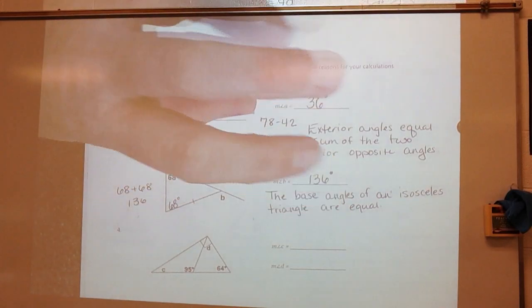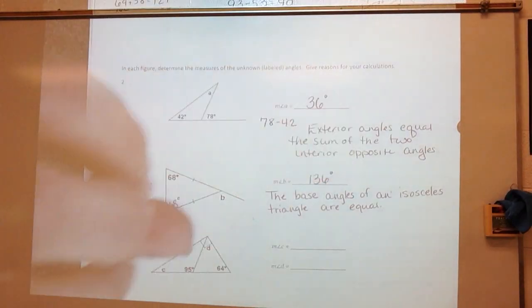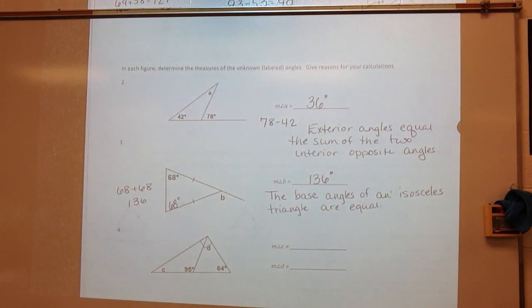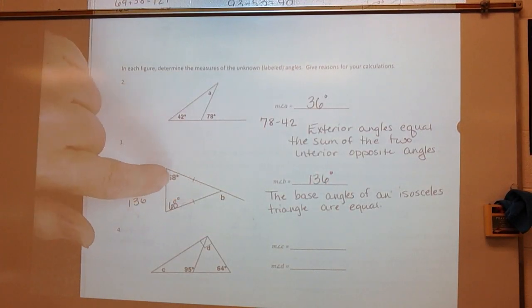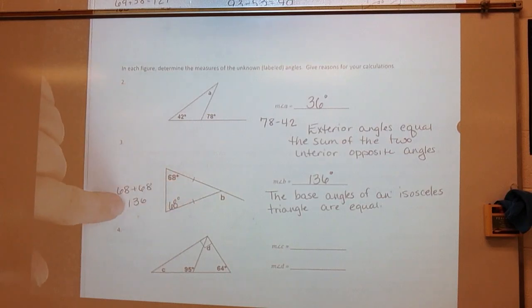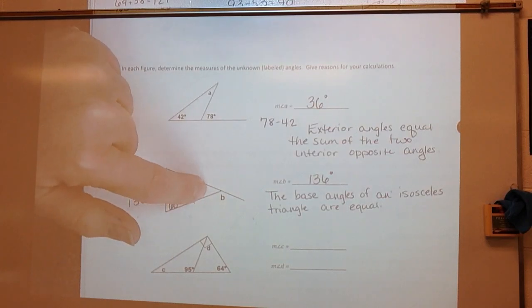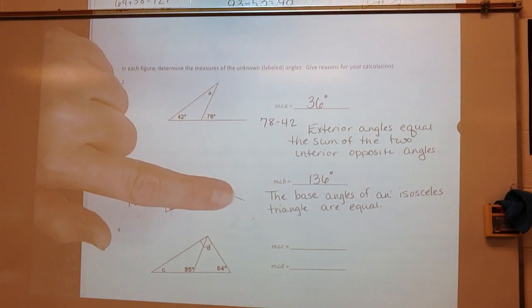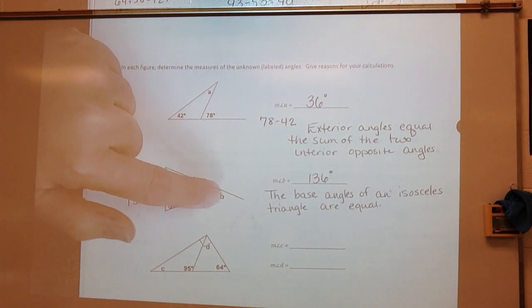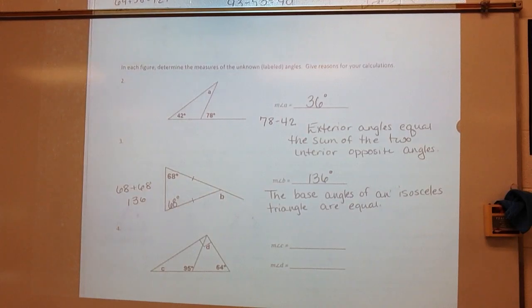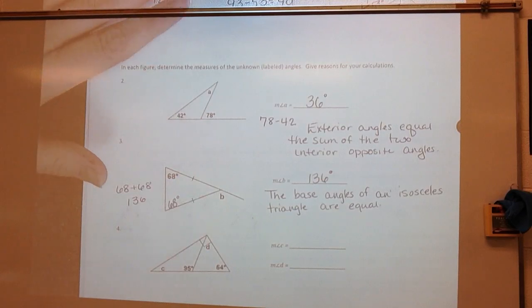Actually, we use the exterior angle is equal to the sum of the two interior angles. You could have also done 68 plus 68 is 136. 180 minus 136 would have given you this angle, and then you could have used linear pair. Either way, several different ways that you can figure this out. All right.